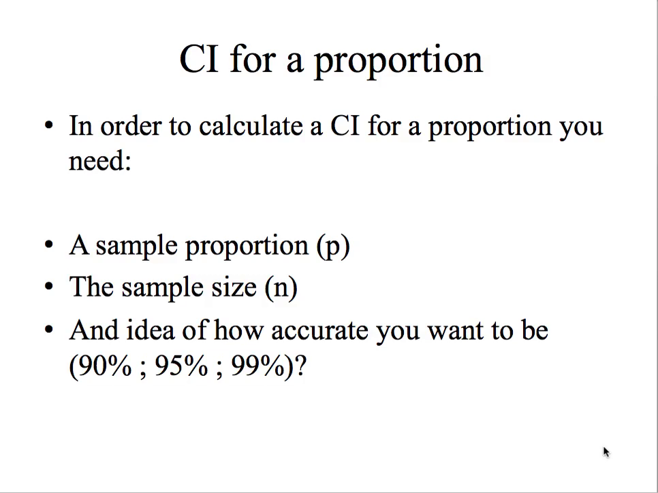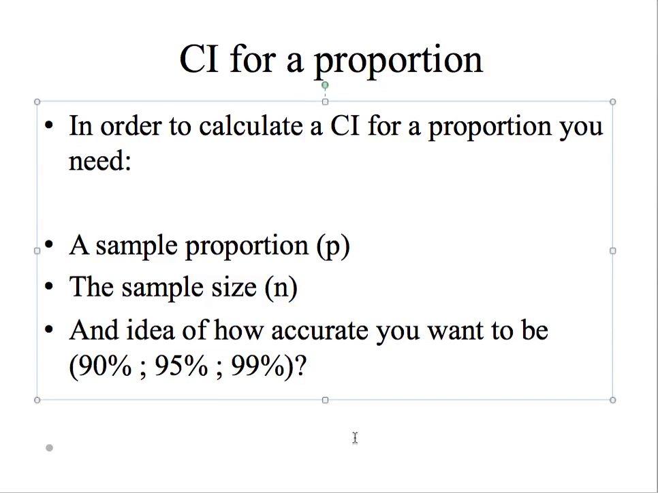So in order to calculate a confidence interval for a proportion, you need the sample proportion, the sample size, and an idea of how accurate you want to be. Right? You want to be 90% sure on whether your confidence interval includes the population parameter. You want to be 95% sure, or you want to be 99% sure. Right? So once you have those three things, you can calculate a confidence interval for a proportion.